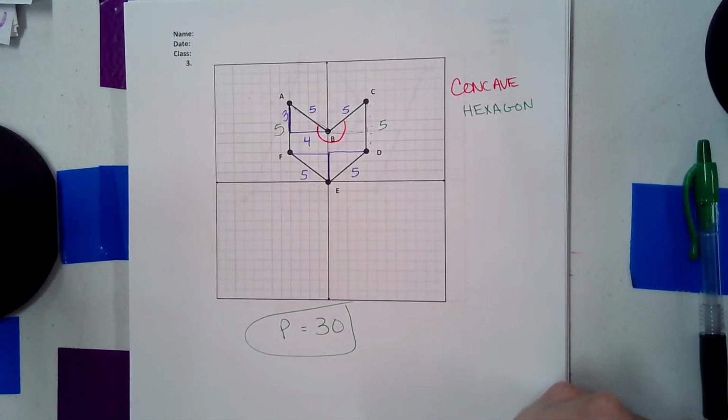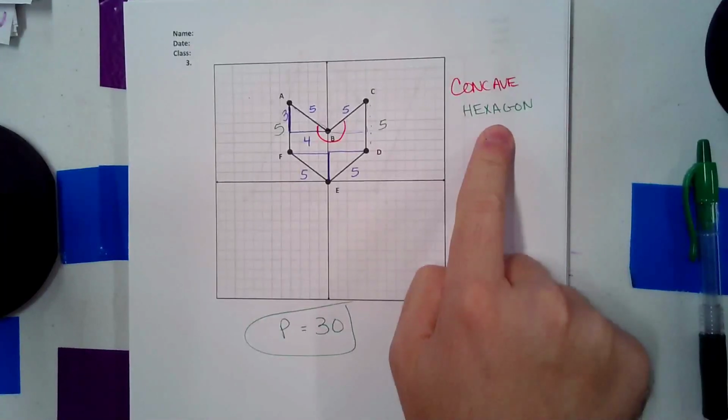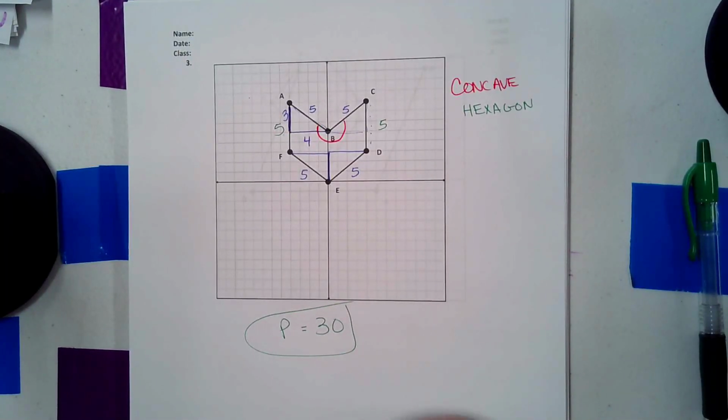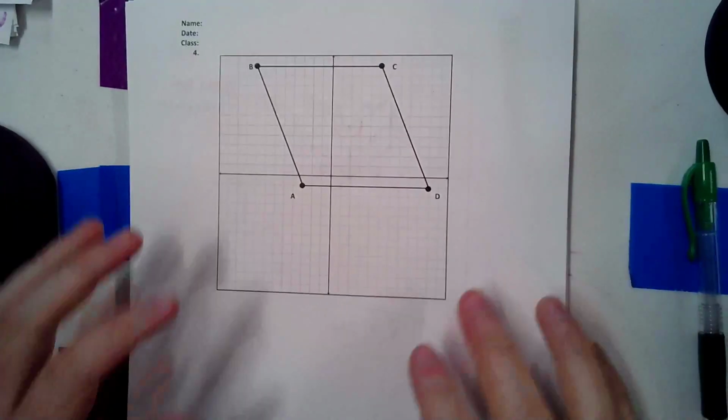Yes. What happens if they didn't give the shape? They didn't say hexagon? Yeah. Turn the page.